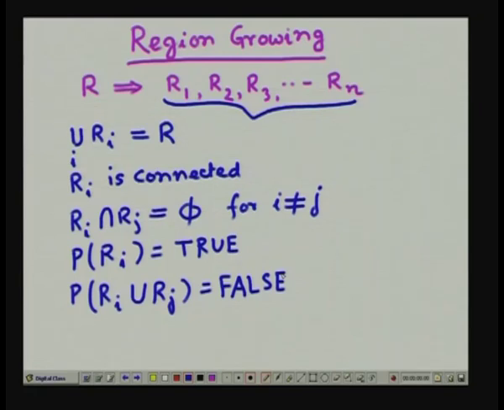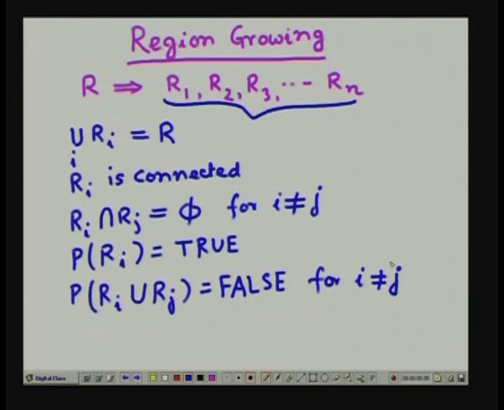So, what does it mean? False for i not equal to j. This actually means that if I define a predicate for the pixels or the points belonging to a particular region, then the predicate must be true for all the points belonging to that particular region.